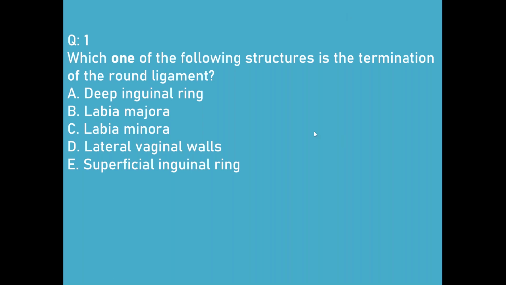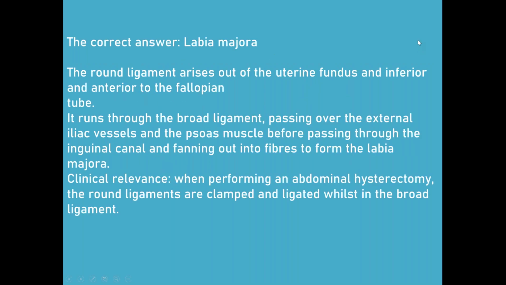Which one of the following structures is the termination of the round ligament? A. Deep inguinal ring. B. Labia majora. C. Labia minora. D. Lateral vaginal wall. E. Superficial inguinal ring. The answer may be termination at the labia majora. Yes, excellent. The round ligament is related to the labia majora. Yes, you are right. So it is B. Agree with B? Yes. So the correct answer is the labia majora.